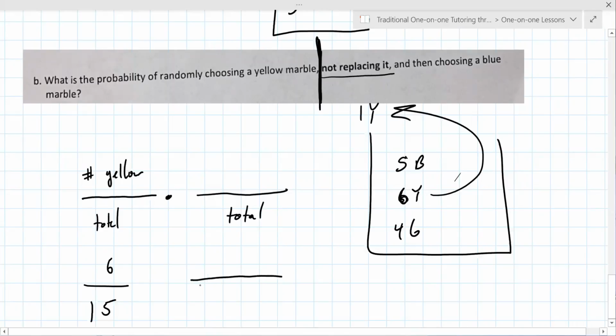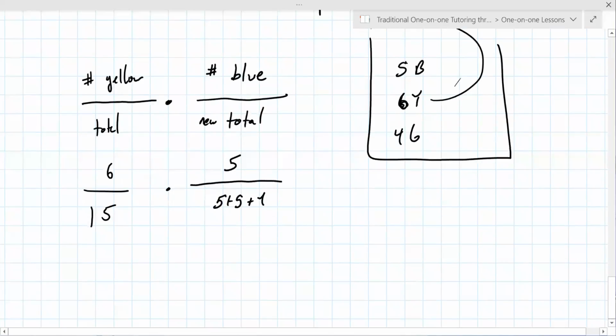So your new total this time is 5 plus 5 plus 4. It has to go down by 1 because you took 1 out. And then we want the number of blue. So there's 5 blue still remaining. Probability is always the number that you care about, like in this case blue or yellow, over the total. The total could change. So this is 6 over 15 times 5 over 14.